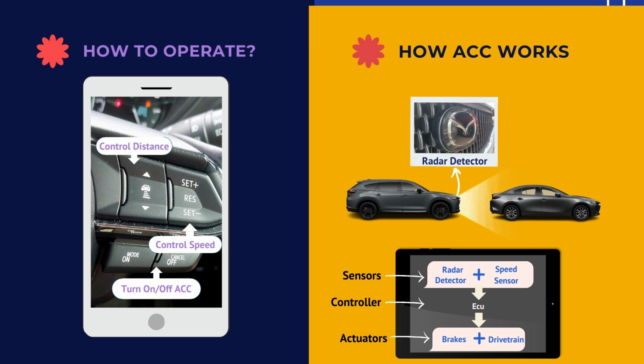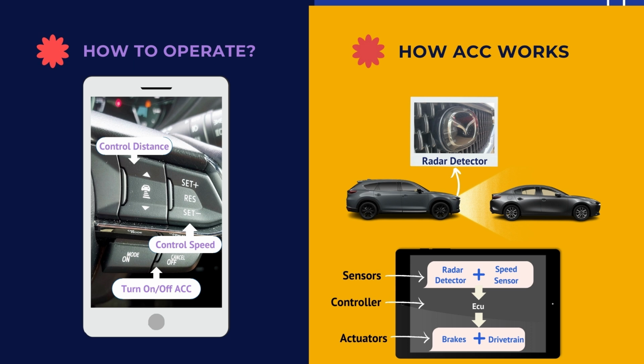The driver can select the preset speed the car maintains and the safe distance with the car in front. The basic structure of an ACC system uses a combination of sensors, which are radar and speed sensors, that transmit data to the controller or ECU, where it activates the actuator, which are the braking system and vehicle drivetrain.